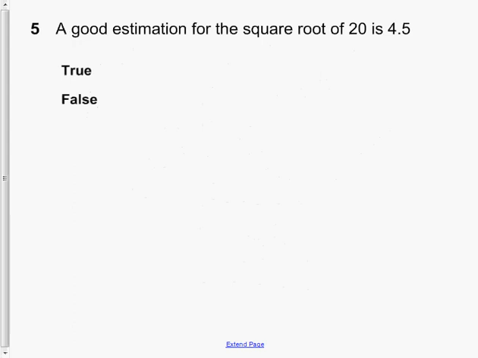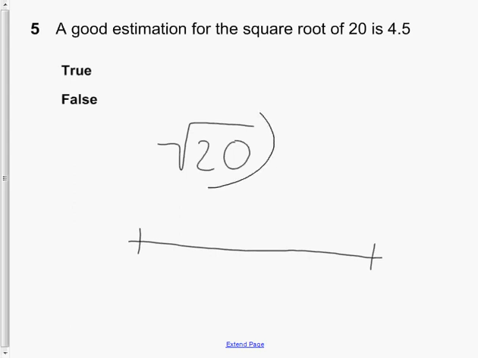Question 5 says a good estimation for the square root of 20. So again, I'm going to write the square root of 20 is 4.5. And we know that for estimations of square roots, we're going to use number lines. And the key to using number lines, since this is a non-perfect square, 20 is not a perfect square, what we have to do is determine which two perfect squares the square root of 20 falls between.